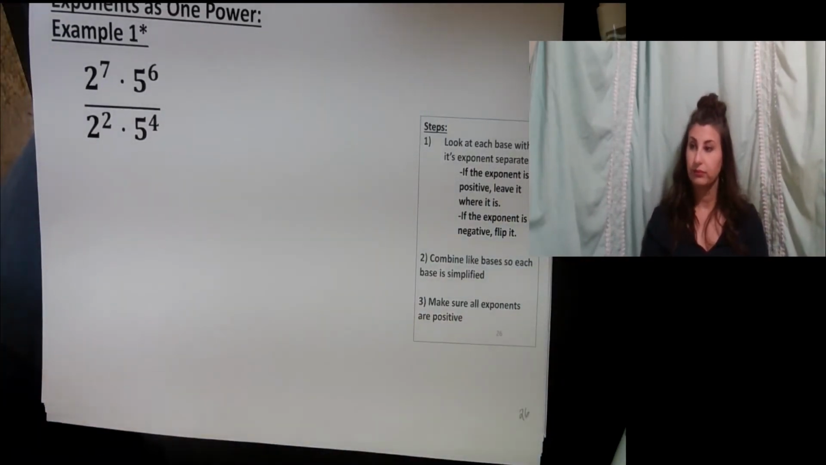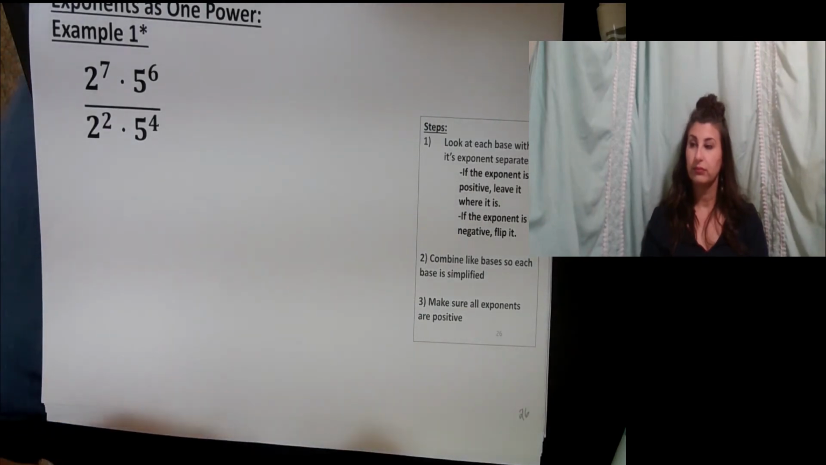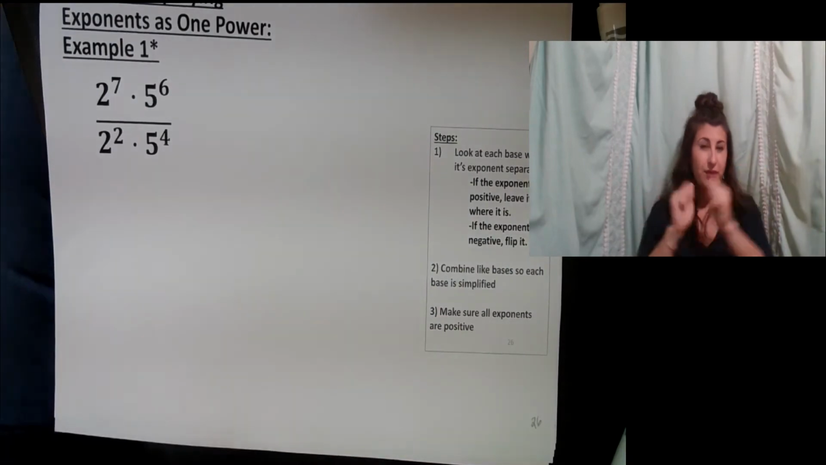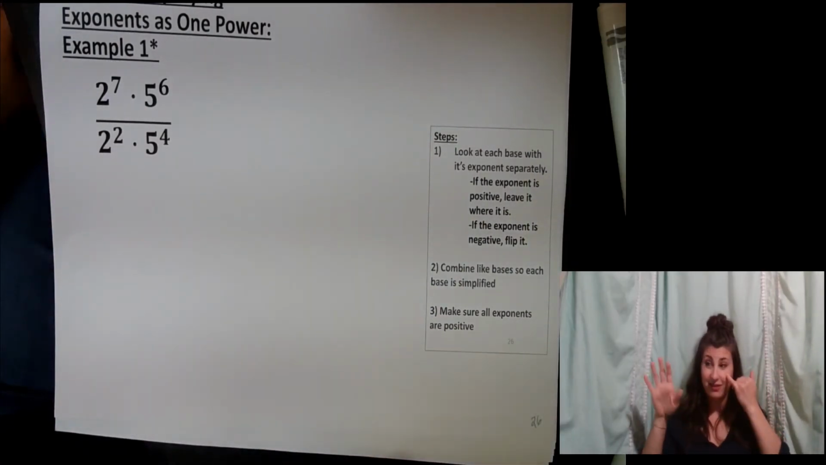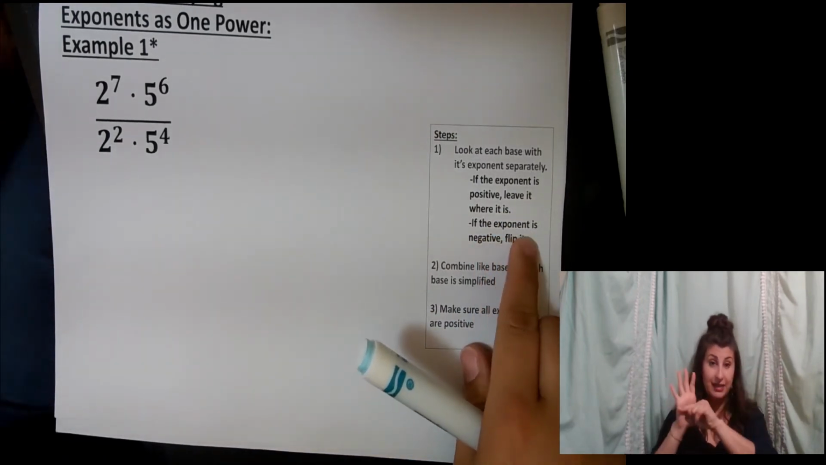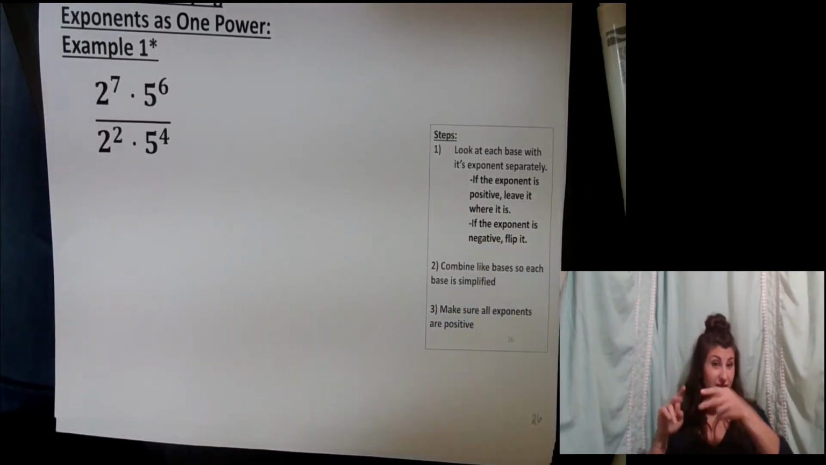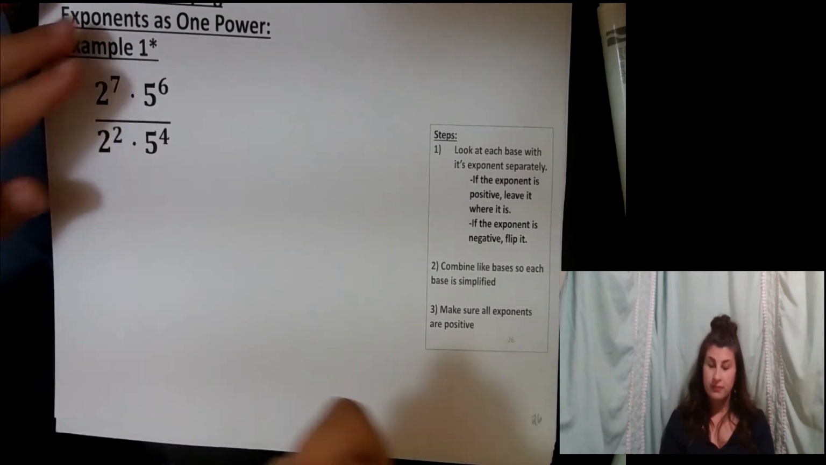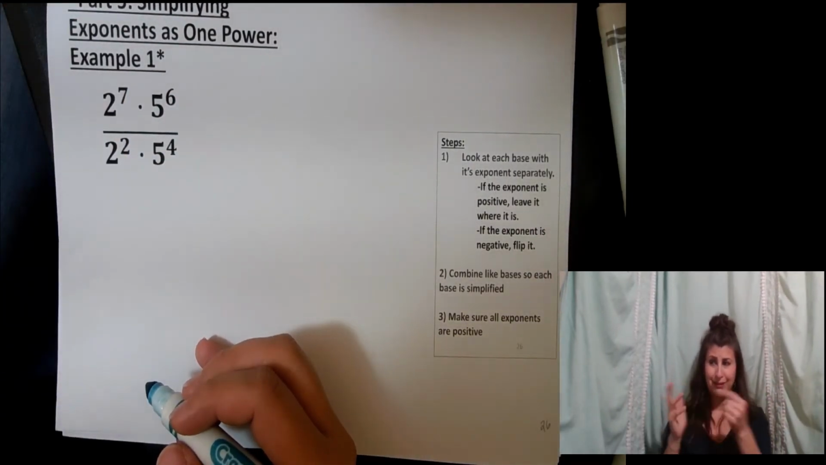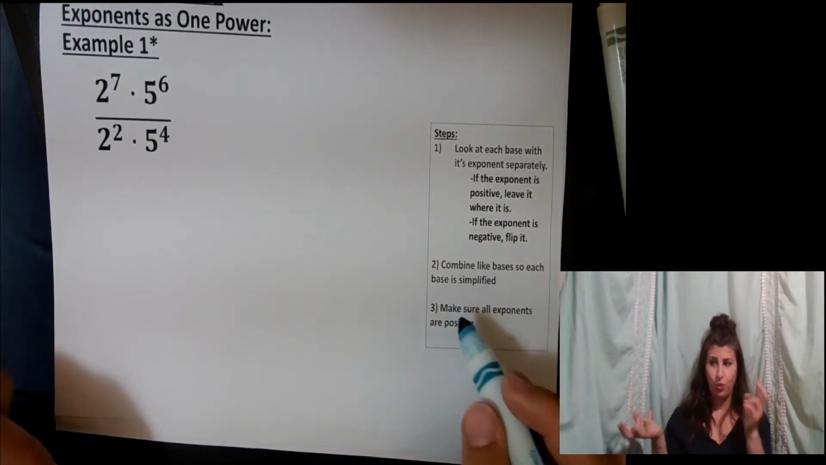Okay, so it says look at each base with its exponent separately. If the exponent is positive, leave it where it is. If the exponent is negative, flip it. Okay, so these are all positive. There's no negatives.